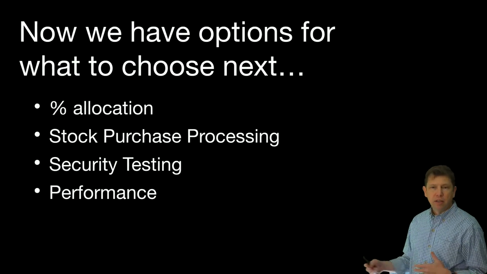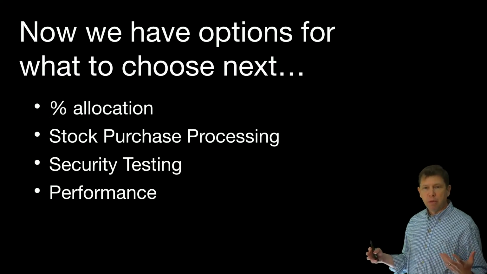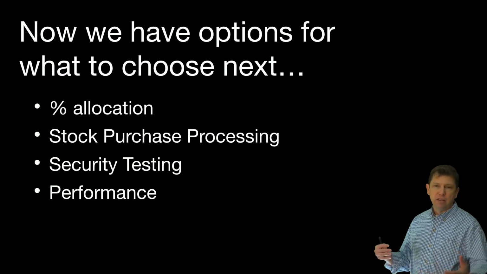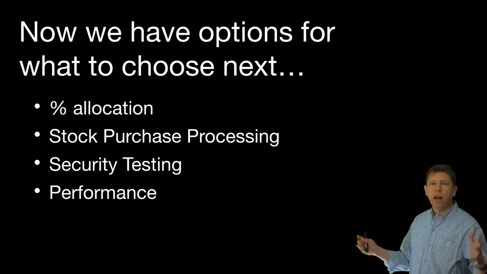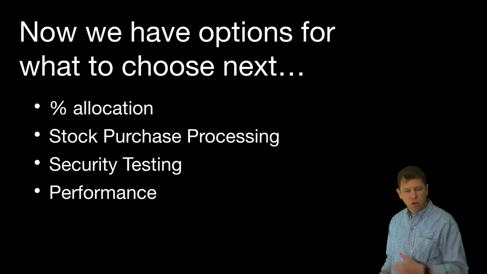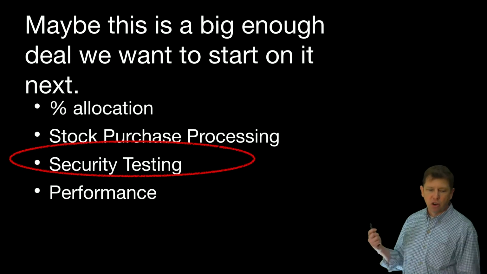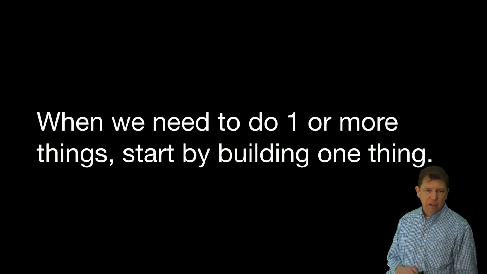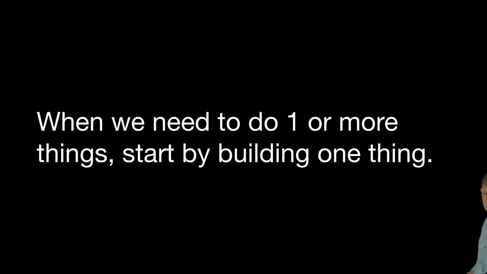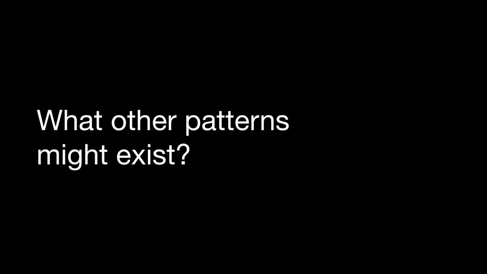Or we may discover as we're doing this that performance is an issue. So maybe we need to build out some parallel processing. So, there may be lots of things we can do, but we're getting feedback sooner instead of waiting until the end. Maybe this is a big enough deal we want to start on this particular thing next. So when we need to do one or more things, we can usually start by building one of those things. So what other patterns might potentially exist?